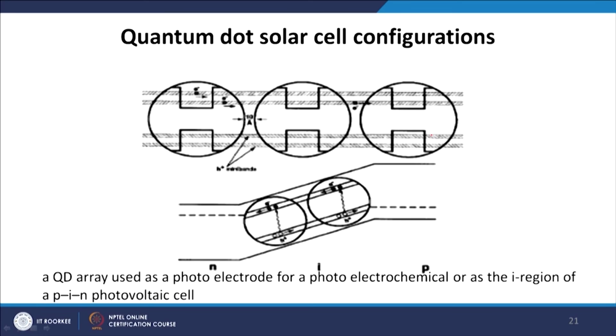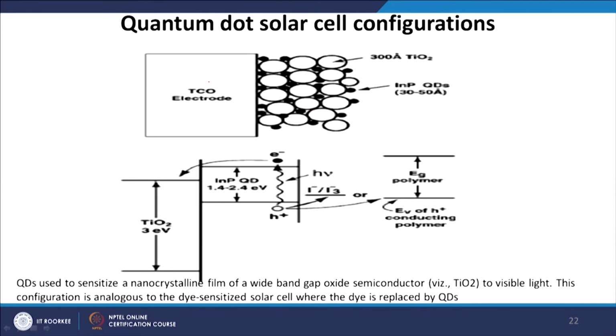As you can see here, we are showing the 3 different configurations of the quantum dot solar cell. A quantum dot array used as a photoelectrode for a photoelectrochemical cell, or as the I region of the PIN photovoltaic cells. So here the quantum dot is used as an I region, the intrinsic region of a PIN junction device or PIN solar cell. You see here on the left side I have a TCO electrode. This is a transparent conductive oxide electrode, for example ITO, indium doped tin oxide glass substrate, or FTO, fluorine doped tin oxide glass substrate. Any of them we can use as a TCO electrode.